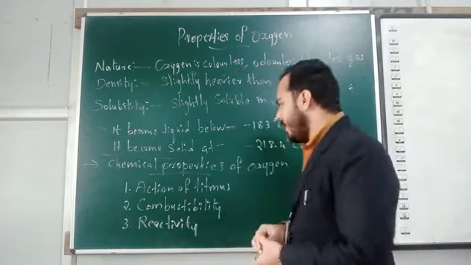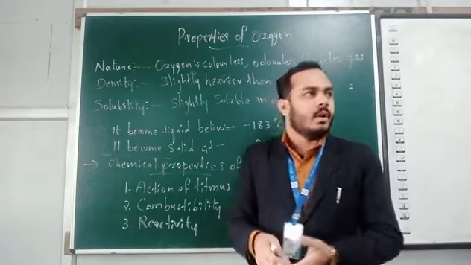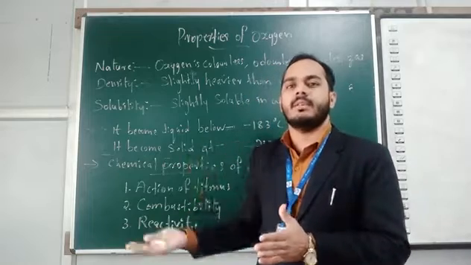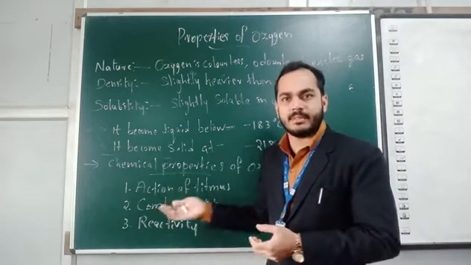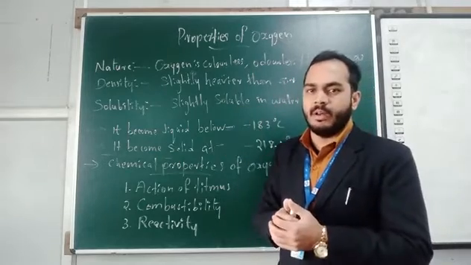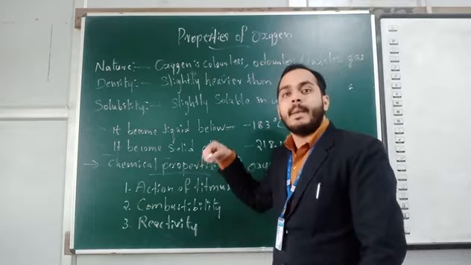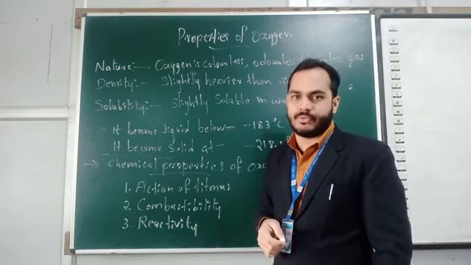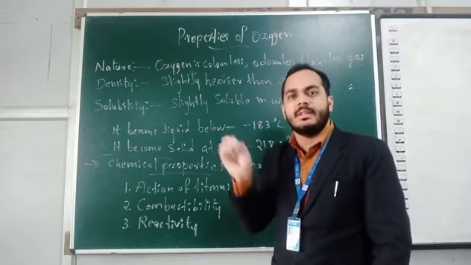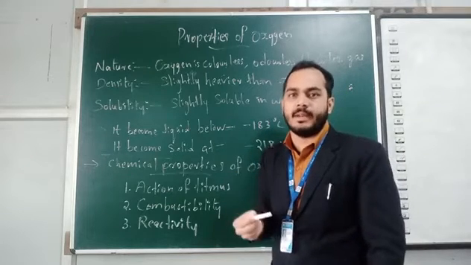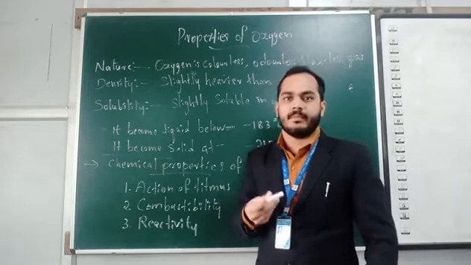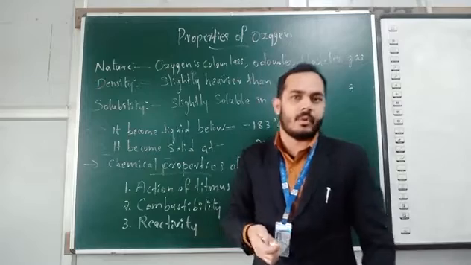And the next character is reactivity. Oxygen reacts with metals and oxygen reacts with non-metals. I have already explained this in my previous class. If oxygen reacts with a metal, we get the metallic oxide. If oxygen reacts with a non-metal, there also we get the oxide form.